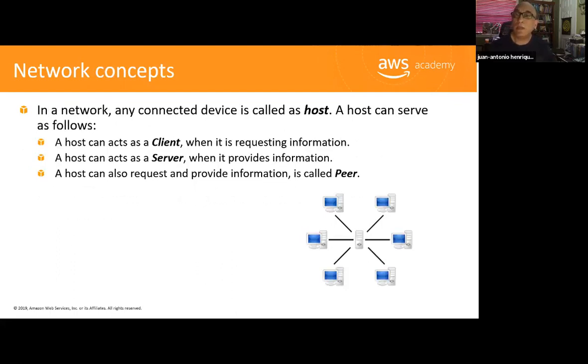In a network, any connected device is called a host. Remember we said that, right? It could be a printer, it could be an actual computer, anything. It could become your refrigerator, right? You've probably heard the term Internet of Things, where every device can be a smart device. So any of those devices could be a host. A host can act as a client when it's requesting information, but it can also act as a server when it's providing information. A host can also request and provide information, and when it does that, it's called a peer.